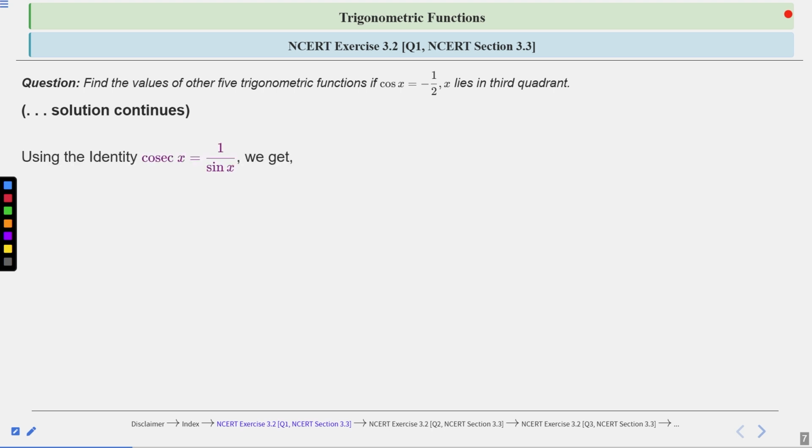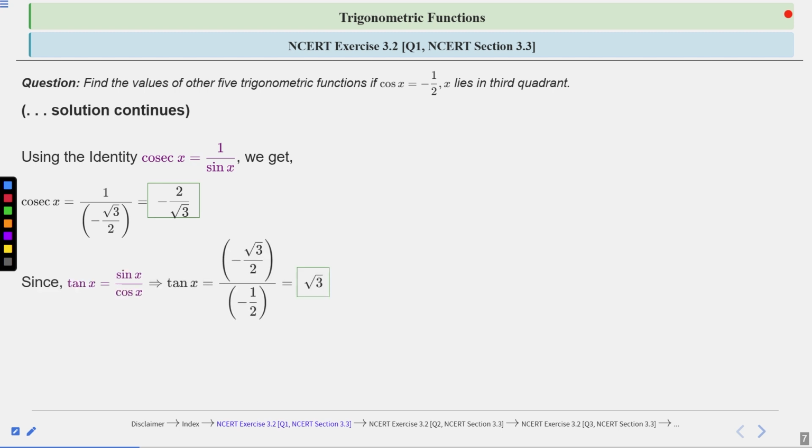Now using the identity cosec x is equal to 1 upon sin x. We know that cosec x is basically equal to 1 upon sin x, so cosec x will be equal to 1 upon minus root 3 by 2, which is equal to minus 2 upon root 3.